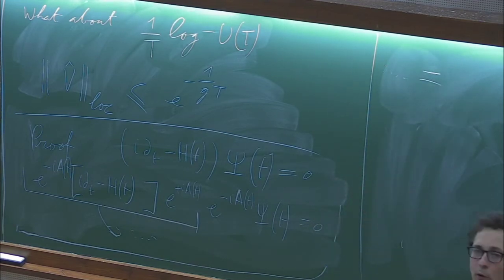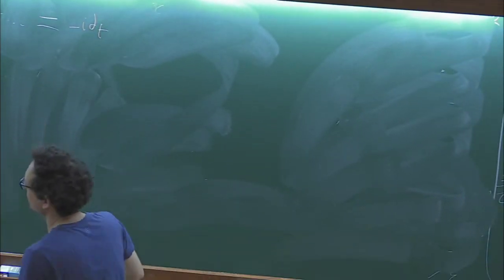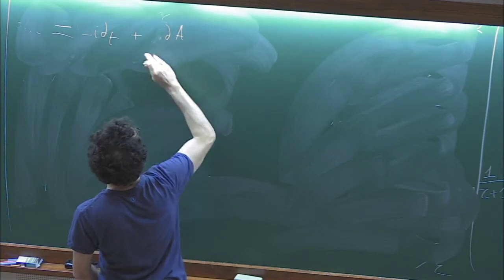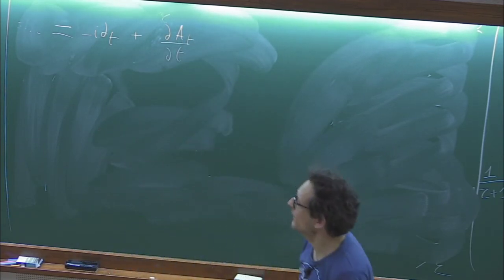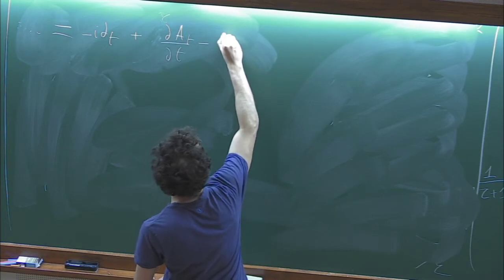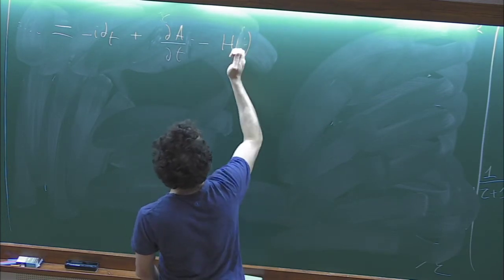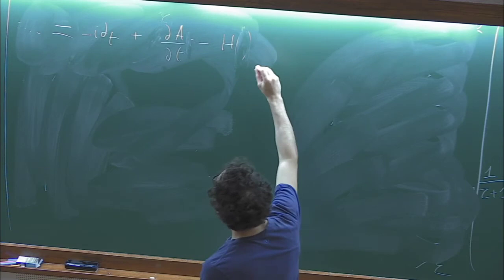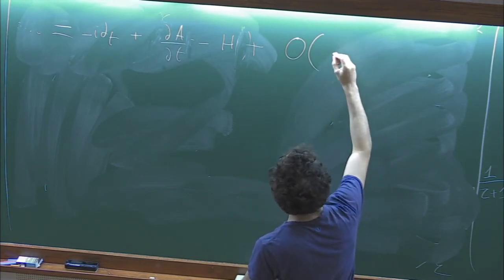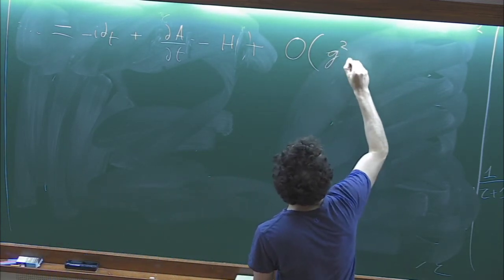So this guy is, up to higher order terms which can then be handled, of course, this derivative remaining there. You get something like that, the time derivative of A. You get, let's see, the zeroth order term, which was just H(t) itself. Perhaps I will drop the t's because everything depends in a periodic fashion on t, so I drop the t's. And then there are higher orders. Everything else is higher order. So everything else will be manifestly of order g squared t.